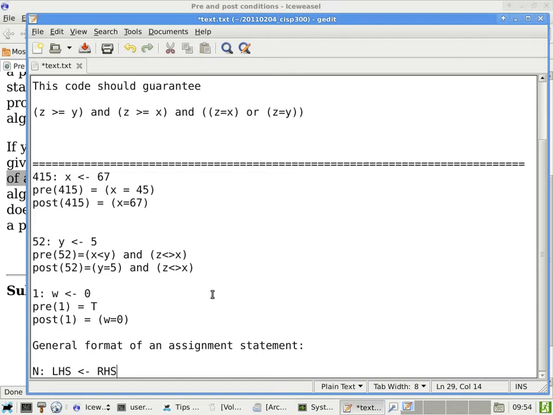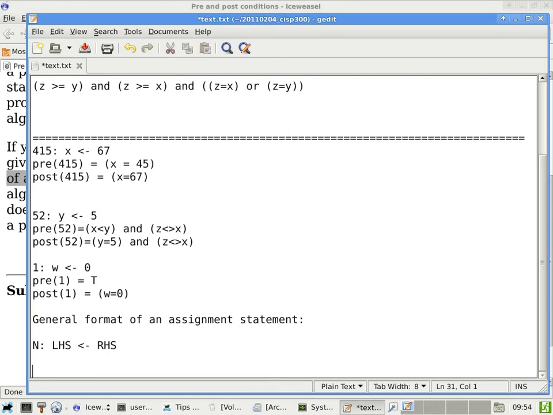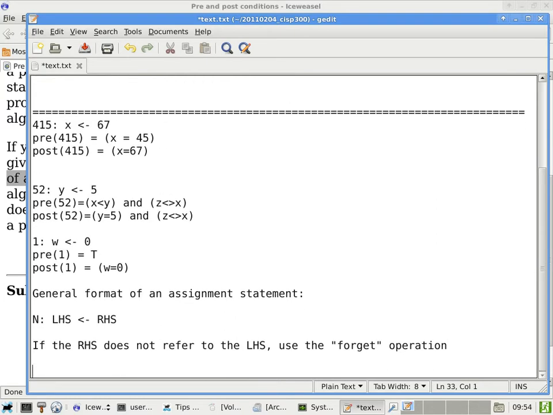Okay. So the way we want to say is, if the right-hand side does not refer to the left-hand side, use the forget operation. Now, don't worry about what is a forget operation. We'll talk about that later. But can we evaluate this part here? Can we say for sure whether the right-hand side does not refer to the left-hand side?